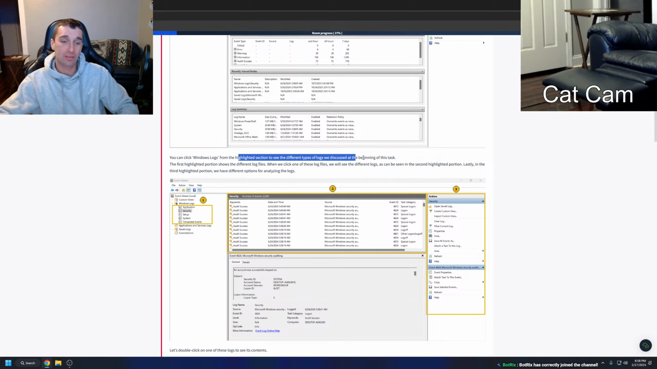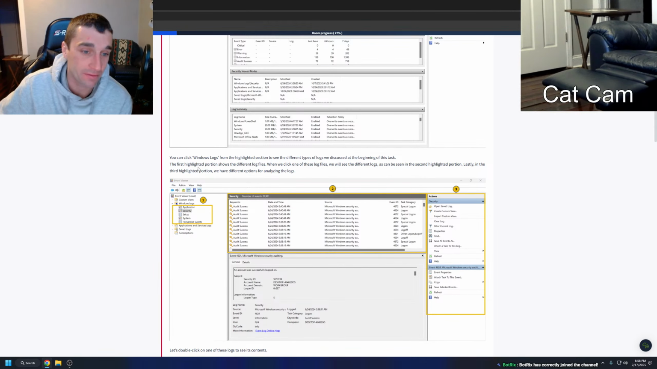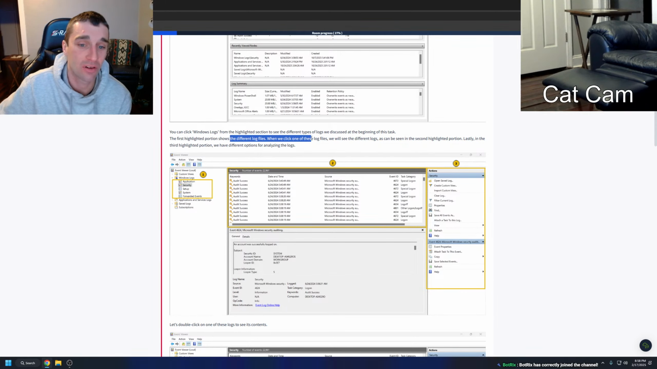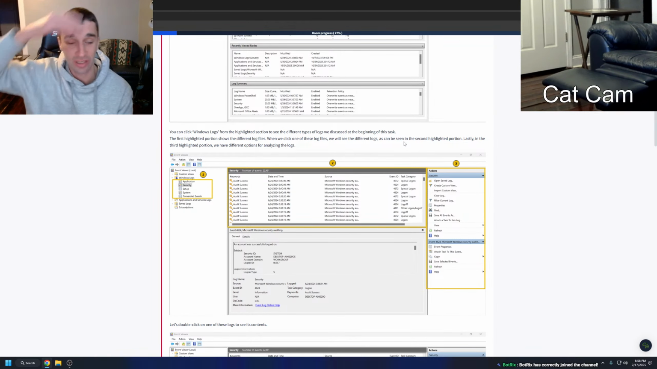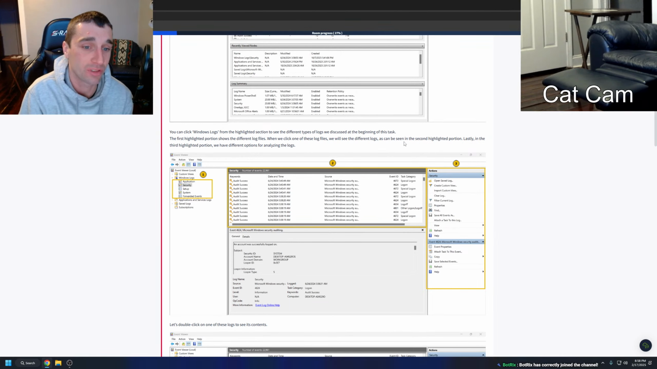Let's just go to the beginning test. The first highlighted portion shows the different log files. When we click one of these log files, we see different logs, as can be seen in the second highlighted portion. Lastly, in the third highlighted portion, we have different options for analyzing the logs.